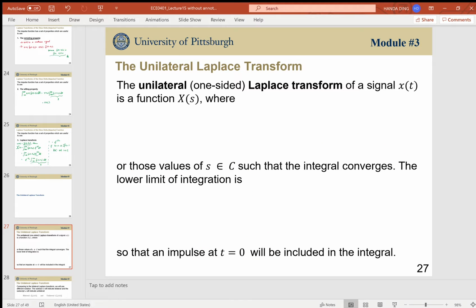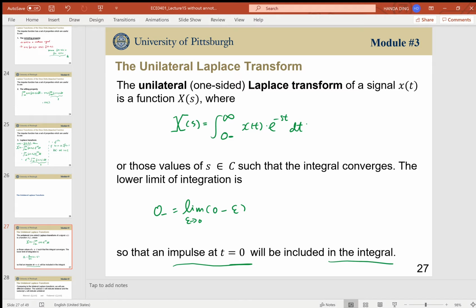The same x(t), well, your Laplace transform is nothing more than, from the lower bound, x(t) e to the minus st dt, right? And the lower limit is nothing more than this 0 minus, sigma here. So basically, we're including the impulse at t is 0 in this integral.